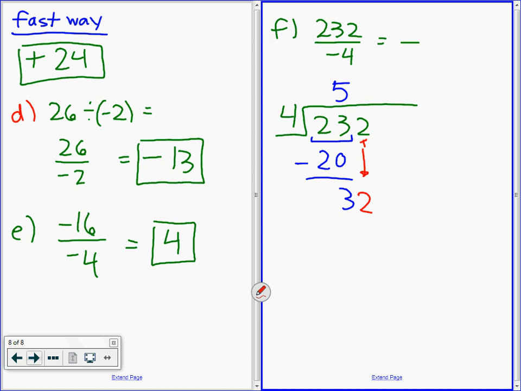He's freezing, that's okay. I'll help you out here. Start your 4 times table, we go over until we hit 32. So it's going to be... Okay. And you get your times table on the test. So this should be then 58. So this is negative 58.